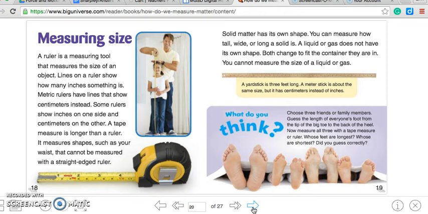A tape measure is longer than a ruler. It measures shapes, such as your waist, that cannot be measured with a straight-edged ruler. Solid matter has its own shape. You can measure how tall, wide, or long a solid is.